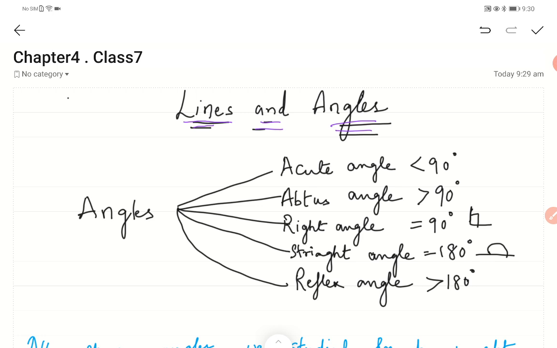Welcome to the new chapter video, the first video of your chapter, Lines and Angles. So your chapter 4 is all about lines and angles, when lines are intersecting with each other, what kind of angle they are going to form, and so on.